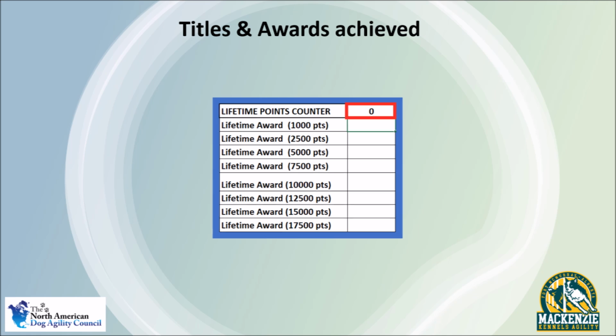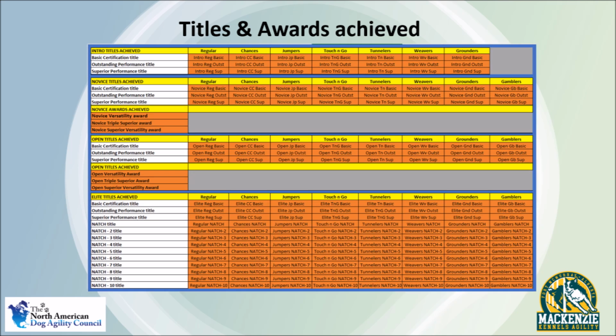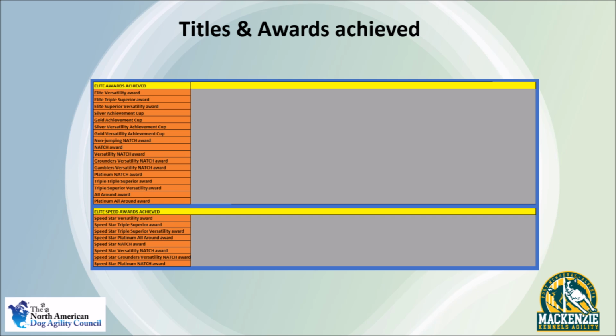There's a lifetime point counter. And then for each level of lifetime awards achieved, if it's a new achievement, it'll show up in blue. And if that achievement is older than 3 days, it'll show up in orange. This is what a title and award tracking sheet will look like when all titles and awards have been achieved.